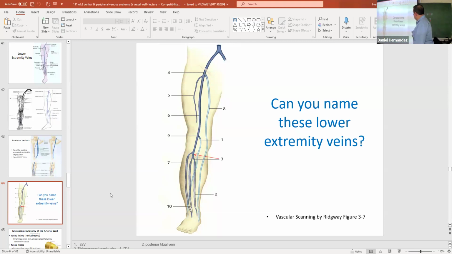Then those are all deep veins. And then your only 2 superficial veins: you have 8, your great saphenous vein, and numbered 1 would be your small saphenous vein.